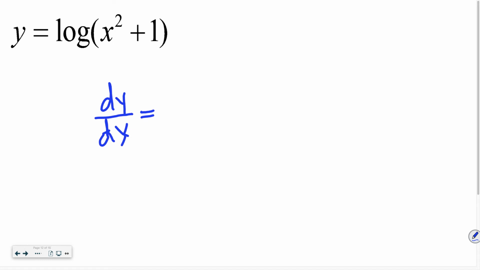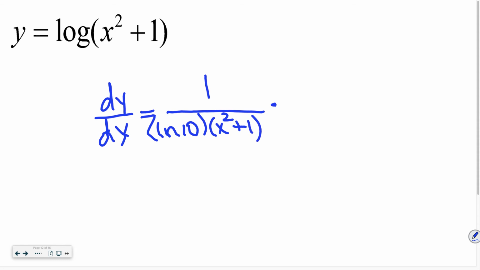Okay, Mandy, what did you do? I did 1 over the natural log of 10 because it's the base. So there's the base. Yep. And then the inside, which is x squared plus 1. And then you multiply that by the derivative of the inside, which is 2x. Just make sure you put parentheses around x squared plus 1 so that when you multiply it to the natural log of 10, it's to all of it.